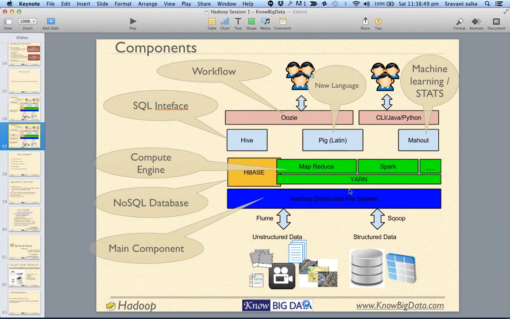Other than all these components, we'll cover all of these, plus we will cover Spark, and also we will cover something called Zookeeper, which is probably the most commonly used tool.